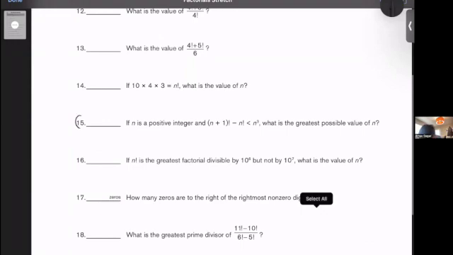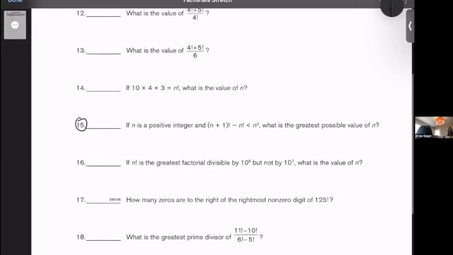First off, number 15. If n is a positive integer and n plus 1 factorial minus n factorial is less than n cubed, what is the greatest possible value of n? So looking at this problem, we have n factorial, and we know n plus 1 factorial can be rewritten as n plus 1 times n factorial, which is really handy because this will allow us to factorize. So we get n factorial multiplied by n plus 1 minus 1 is less than n cubed. This gives us n factorial times n is less than n cubed, simplifying to n factorial is less than n squared.